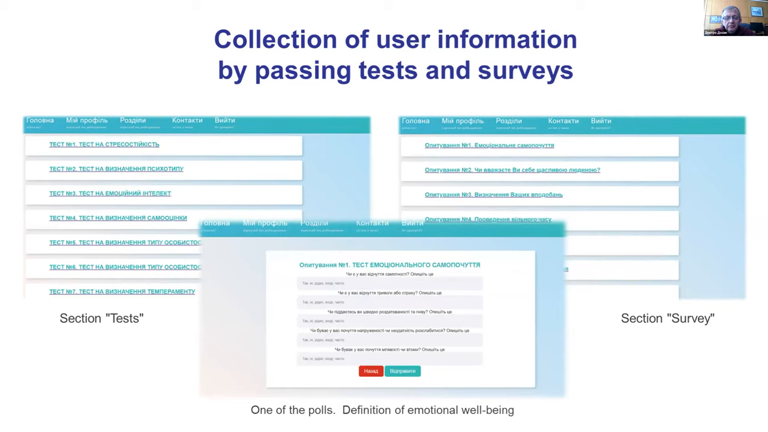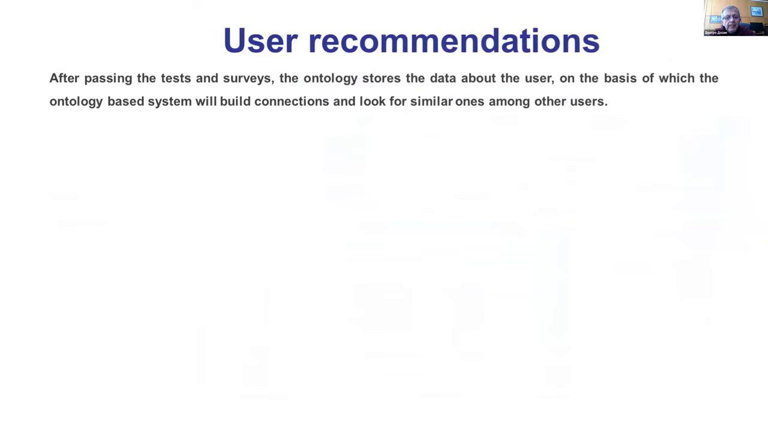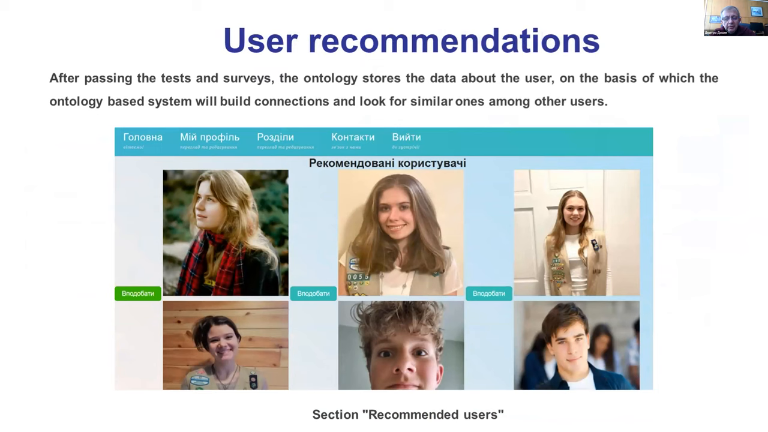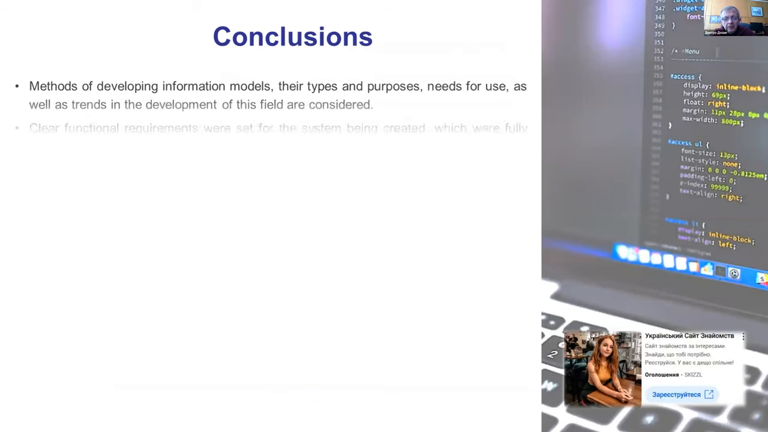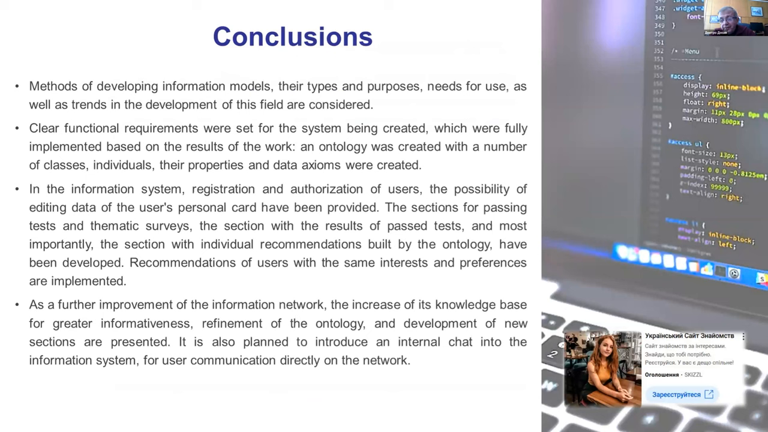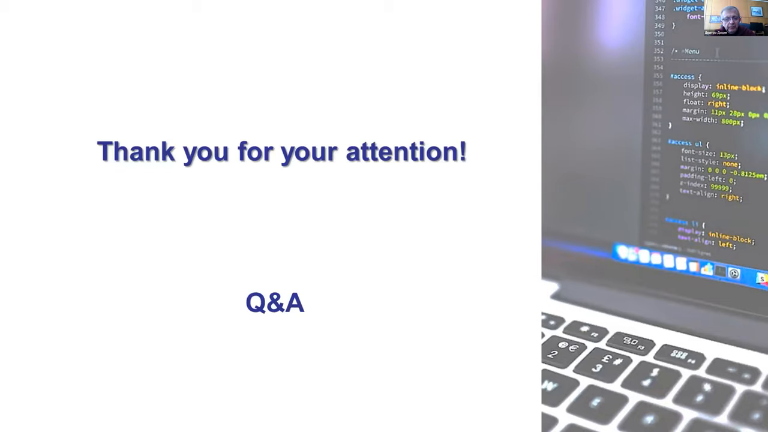You can see the windows, and the main page you can observe on this slide. The further improvement of the information network is represented by the increase of its knowledge base for greater informativeness, refinement of the ontology, improvement of the existing base, and development of new sections. It is also planned to introduce an internal chat into the information system so that users can communicate directly in the network. Thank you for your attention.